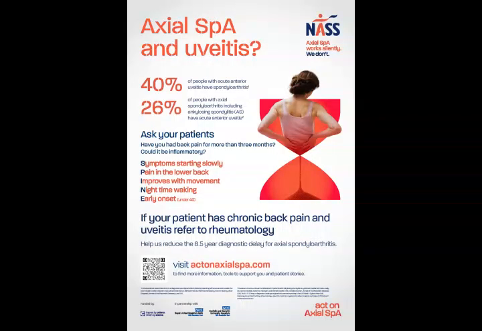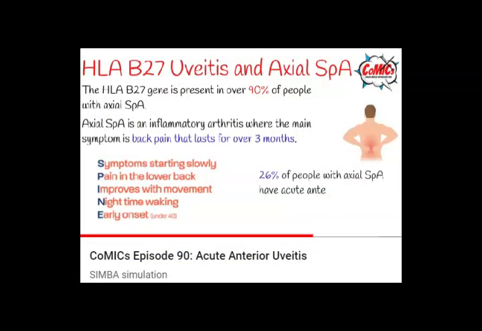So you could go into more depth, but I think the basic is chronic back pain, persistent back pain, beginning under the age of 45. That's the key question, and we don't need to overcomplicate it. That's enough. If ophthalmologists ask that question and then refer those patients who respond positively through to rheumatology, that's all we need. That's my view anyway.